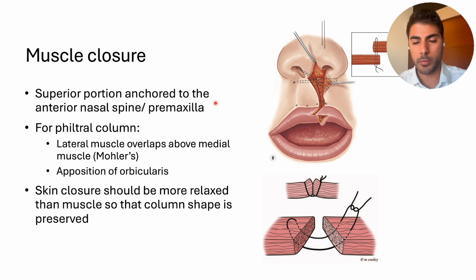For the portion where we try to recreate the filtral column, we can do one of two things. Moller, for example, describes overlapping the lateral muscle on the medial one, so we put them above each other to try to recreate a column. Or we can do apposition by doing horizontal mattress sutures and doing the apposition of the muscle, in order also to recreate a filtral column.